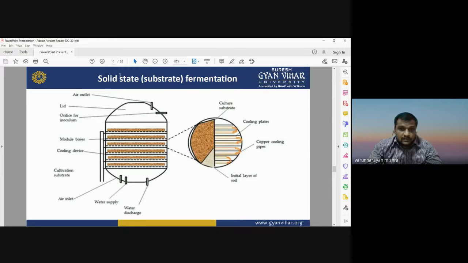And this is the solid state fermentation process, how it works, and what are the components of a good fermenter that can be used for solid state fermentation. It should have an air outlet, then there may be some in-column module bases, and cooling devices should be there, cultivation substrate, air inlet, water supply, water discharge, and the output will be in the form of nutrient rich materials that will have some properties that will be used for different practices, different applications.